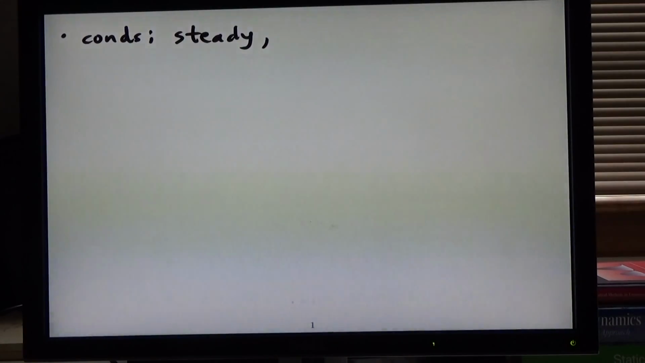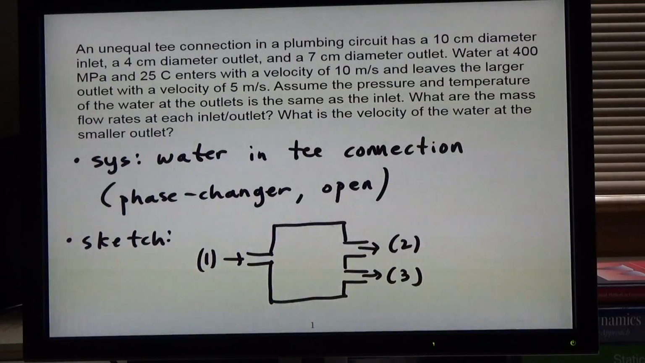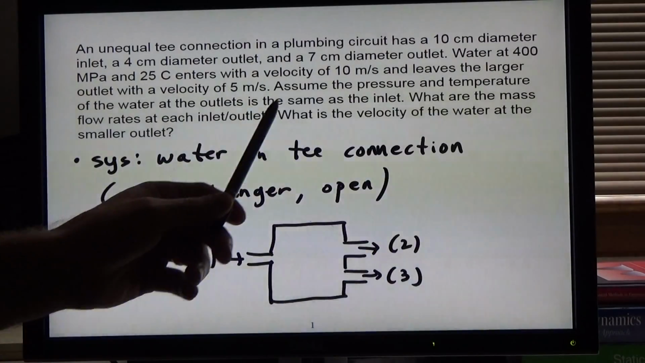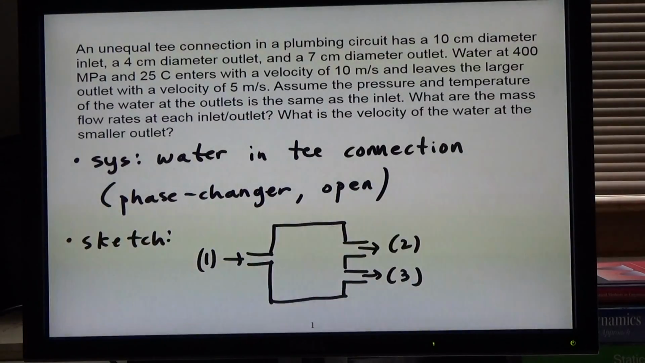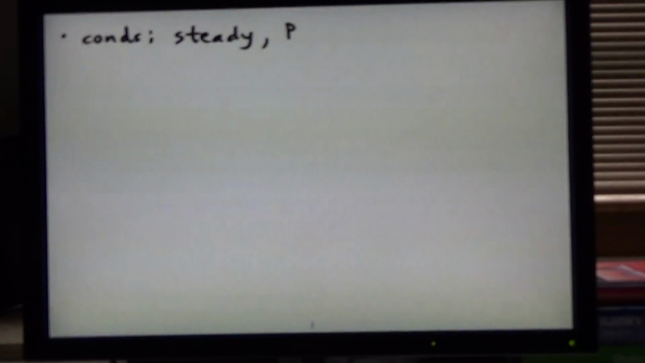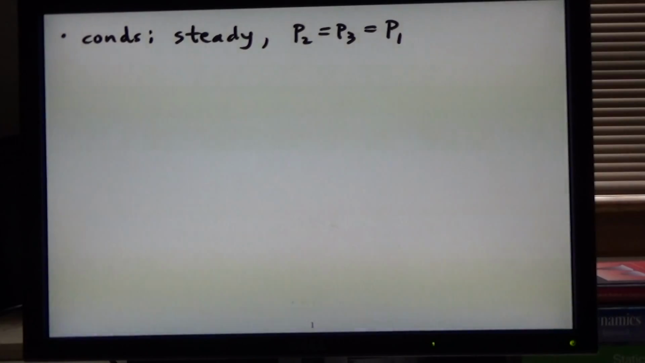And then any other conditions are basically problem-specific conditions. This problem gives us one main problem-specific condition. It says assume that the pressure and temperature of the water at the outlets is the same as the inlet. So we can write that down, pressure and temperature. We can also say that whatever P2 is and whatever P3 is, it's the same as the inlet pressure, P1. And whatever T3 and T2 are, that's the same as the inlet temperature, T1.